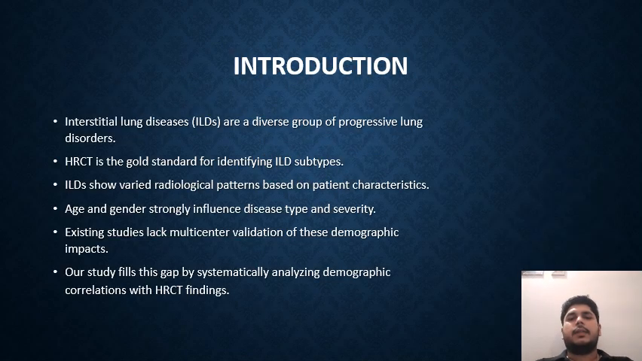Interstitial lung diseases are a diverse group of progressive lung disorders. HRCT is considered the gold standard for identifying ILD subtypes. However, ILDs don't look the same in every patient. They vary with factors like age and gender. Previous studies have hinted at this, but many lack multicenter validation. Our study addresses this gap by systematically analyzing how age and gender influence HRCT patterns.